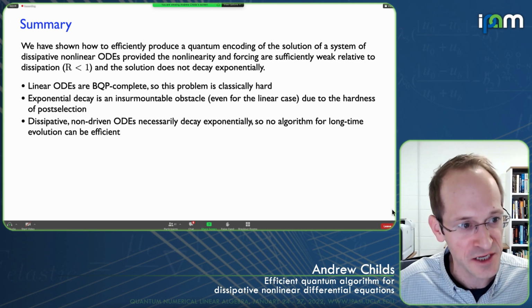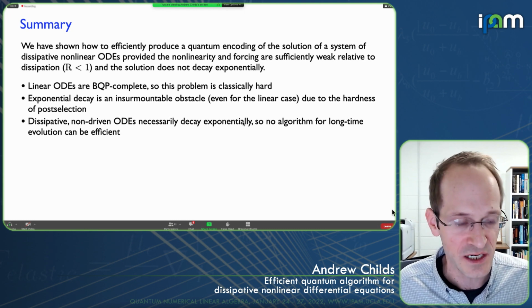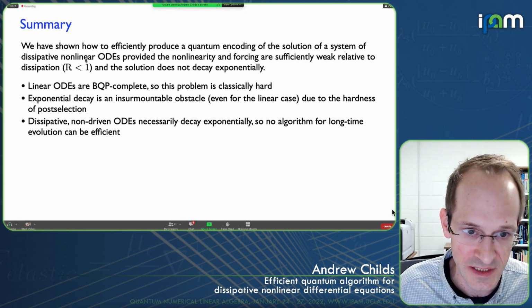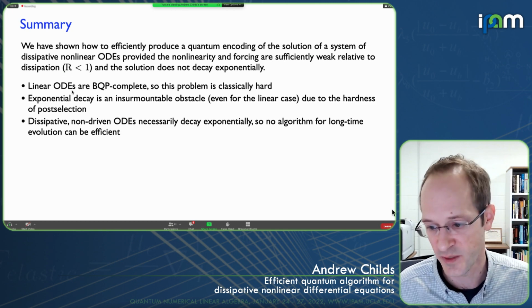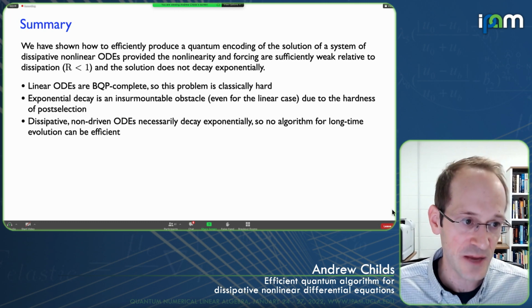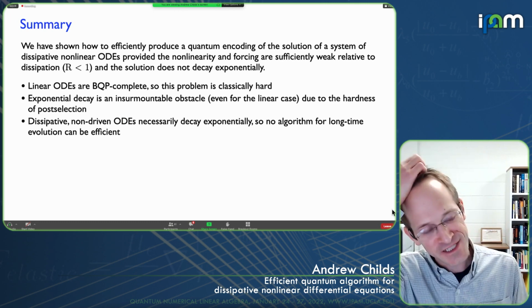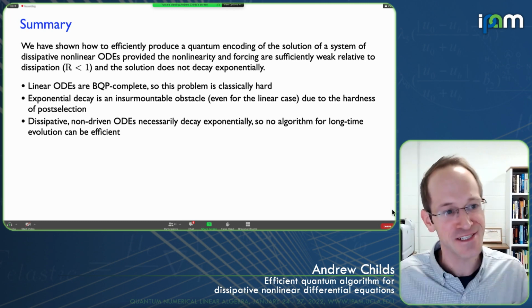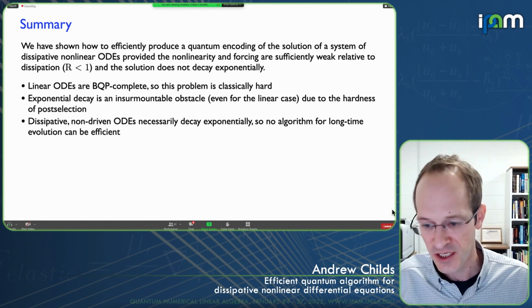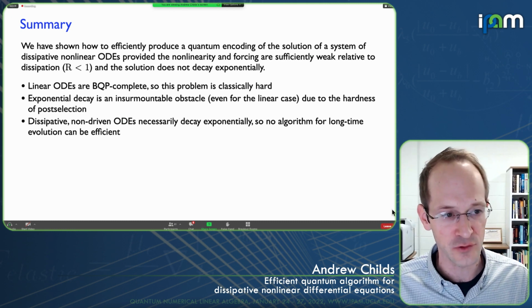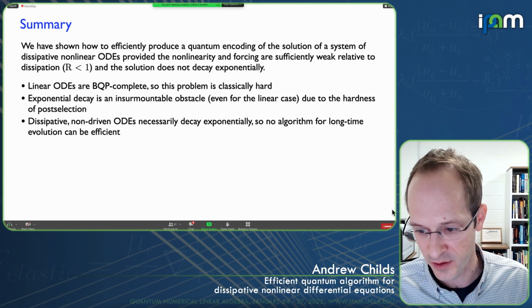The forcing term can keep it alive and still be in this regime where R is less than 1, but nevertheless this parameter Q is not exponentially large. Still, there are technical conditions that have to be satisfied. So it's not like we could just apply this to any system of nonlinear differential equations and get something efficient. You do have to be a little bit careful about finding regimes where it's interesting to apply this algorithm.